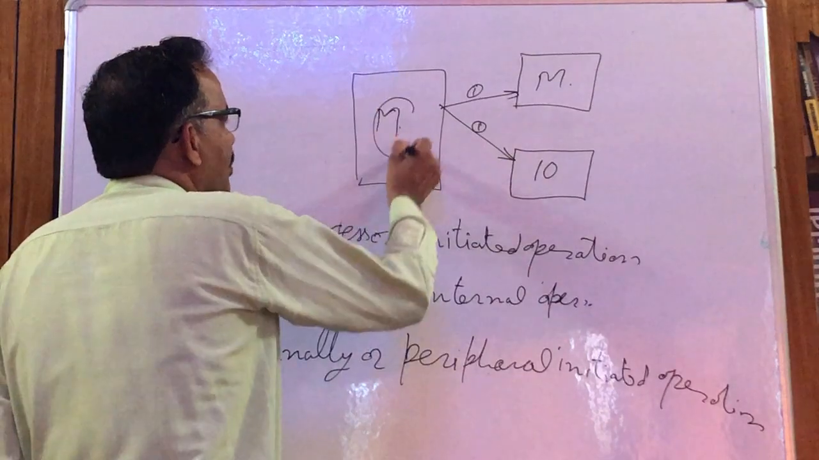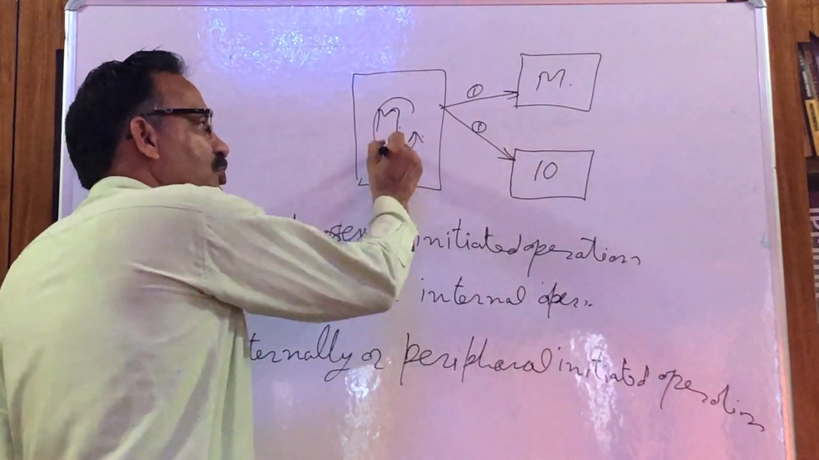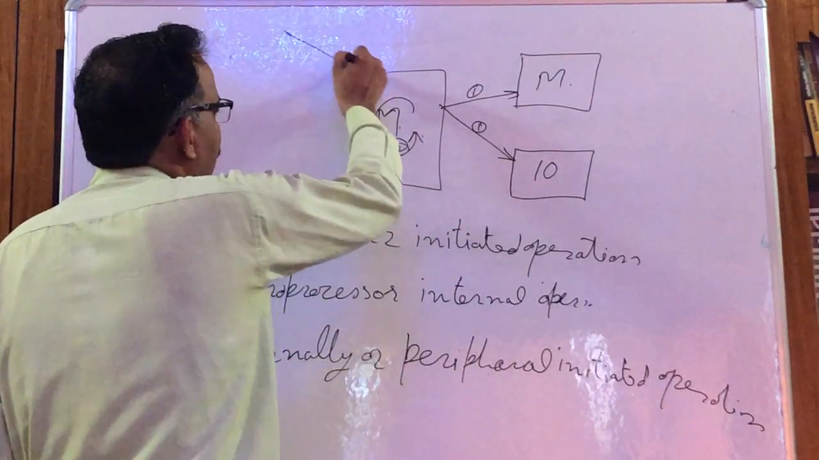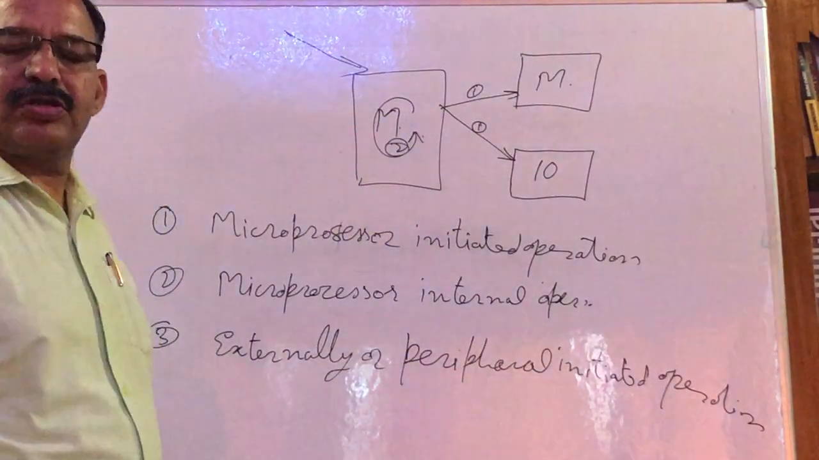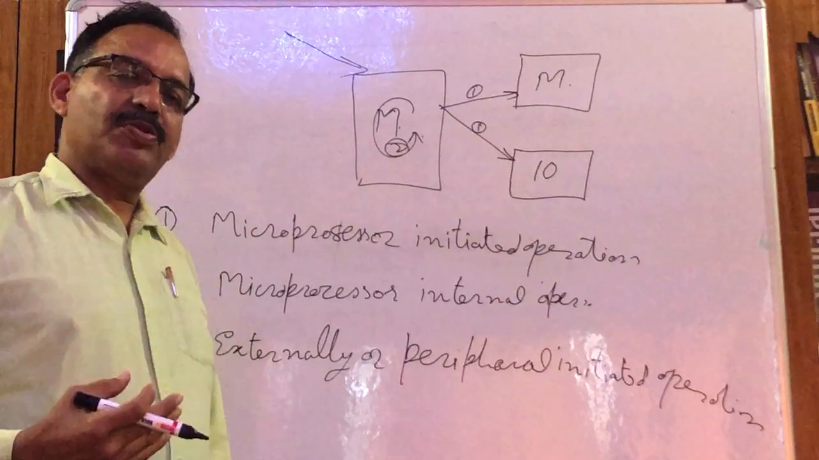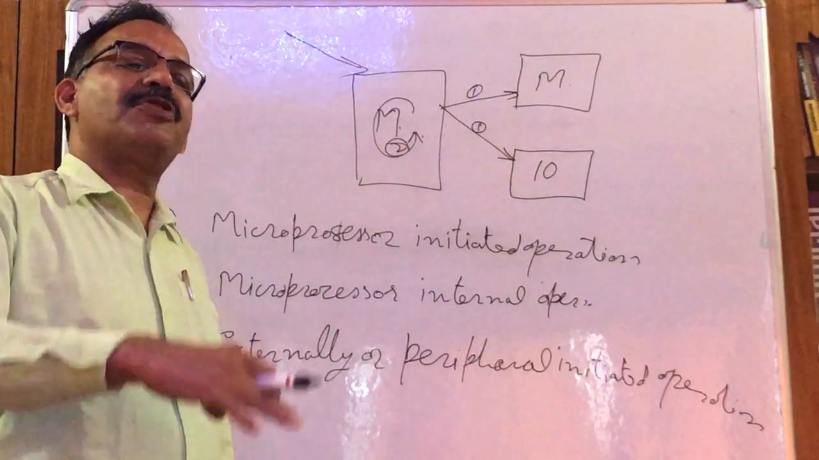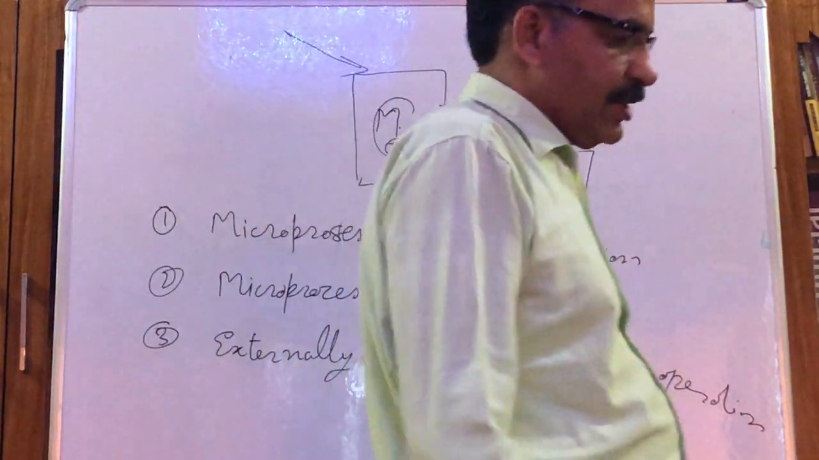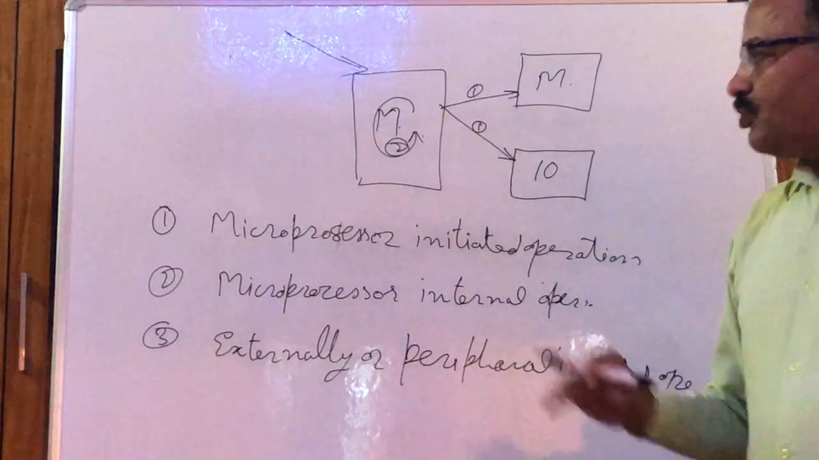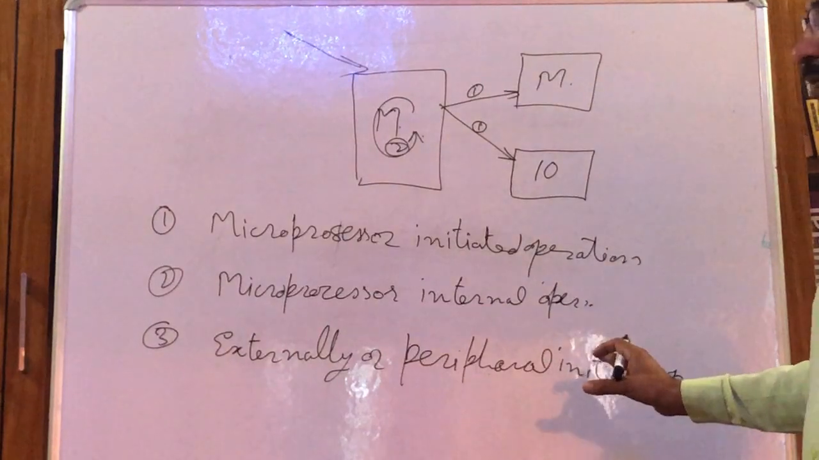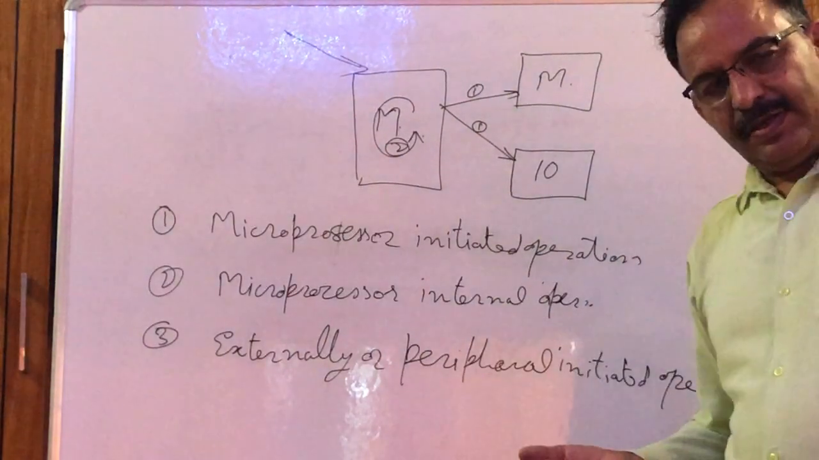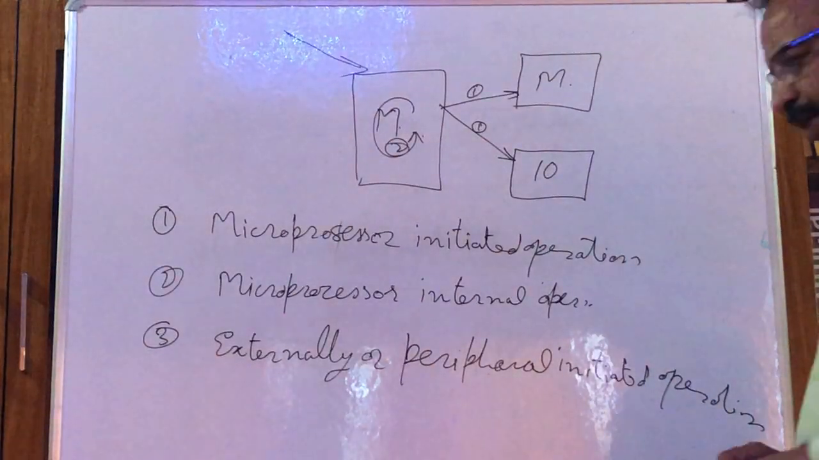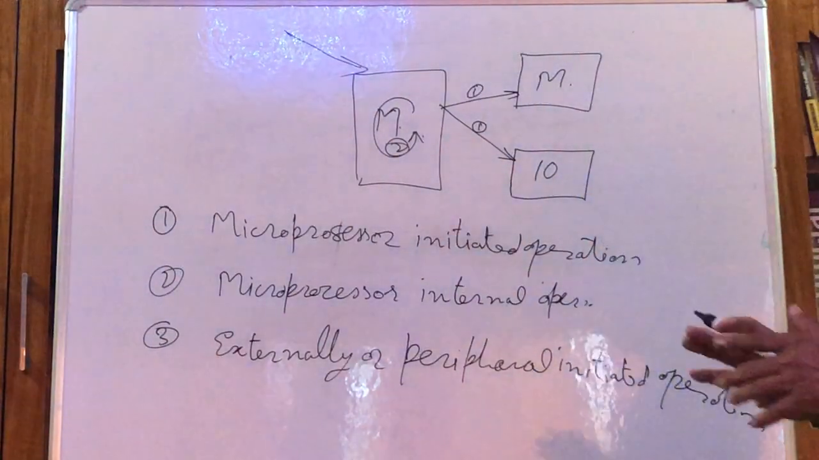Second one is the operation which is carried out inside the microprocessor. And the third one is where the external world asks the microprocessor to do something. That is microprocessor externally or peripheral initiated operations. So we classify these three operations. Now we will see, to do these three operations, what we require, what we have to fit into the system. And from here we will start with developing the microprocessor.